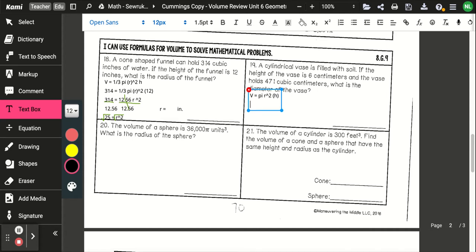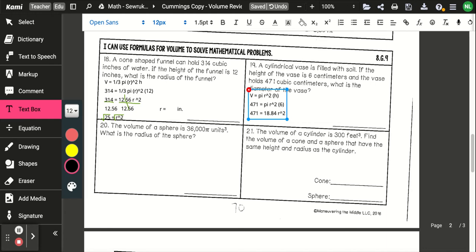They're giving us 471 for the volume, and we still have pi. We don't know the r squared, but we do know the height is 6. So remember, this is the one where you have to do pi 3.14 times 6. Write down what you get, just like we did for the last one. If you do 3.14 times 6, you will get 18.84. So 471 equals 18.84 radius squared.